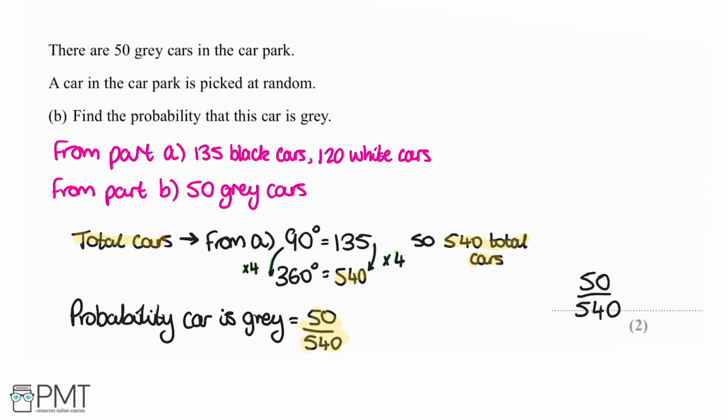So we got our first mark for working out what the total number of cars is, and the second mark for the correct probability.